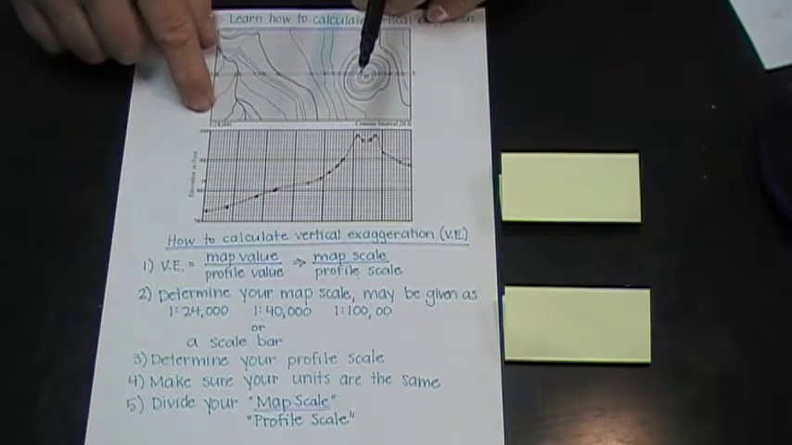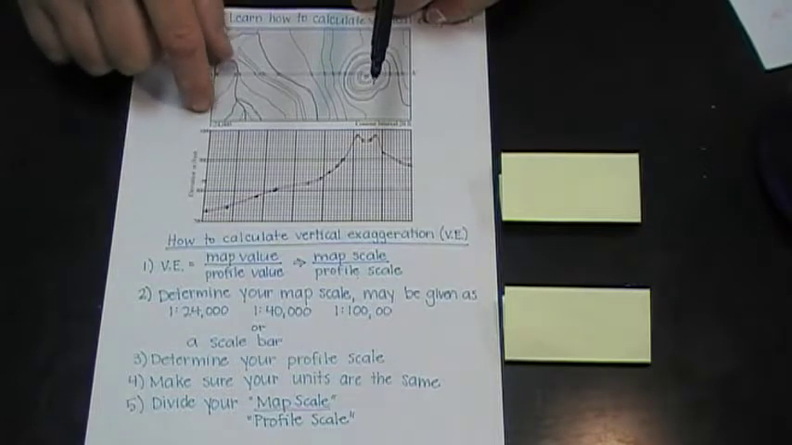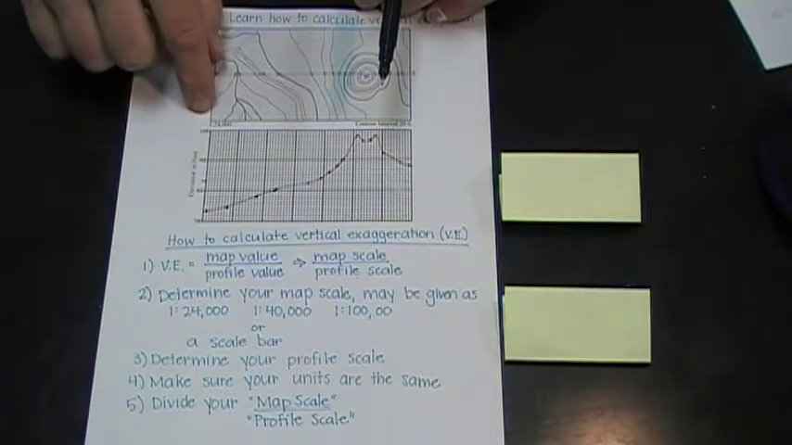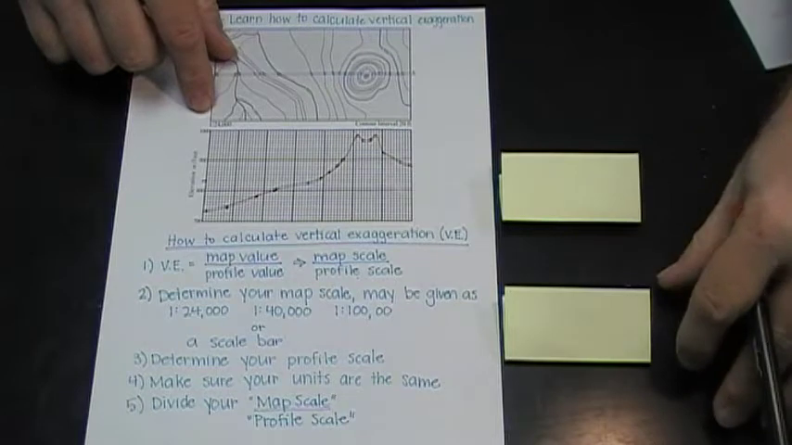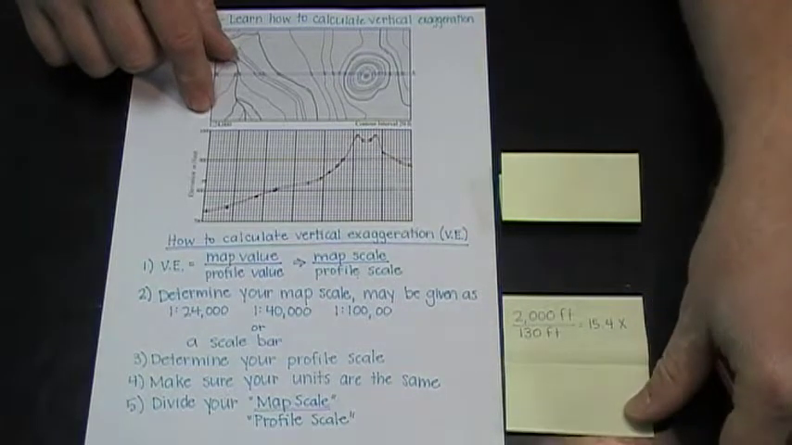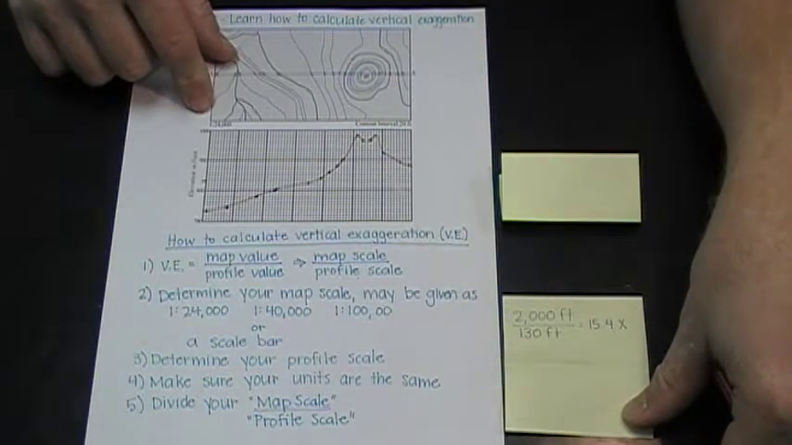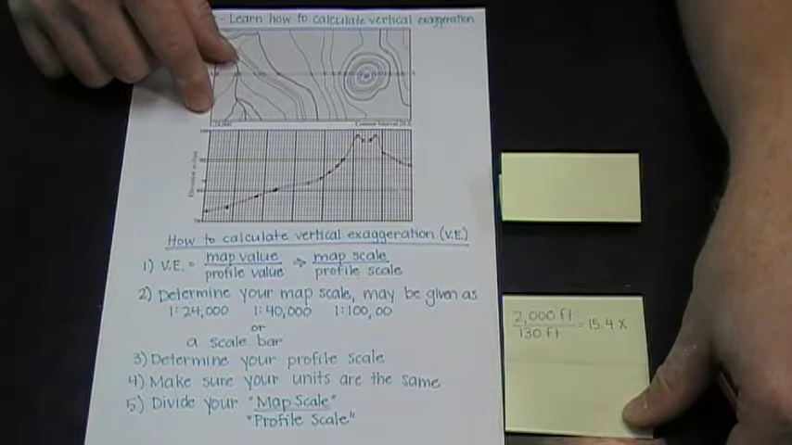Now, in order to calculate vertical exaggeration, we divide our map scale by our profile scale. So in this scenario, we have 2,000 feet for our map scale, 130 feet for our profile scale. Our units would cancel, and we would get 15.4x. What that represents is that our profile has been stretched 15.4 times relative to how the original map was drawn. And that is how you calculate vertical exaggeration.